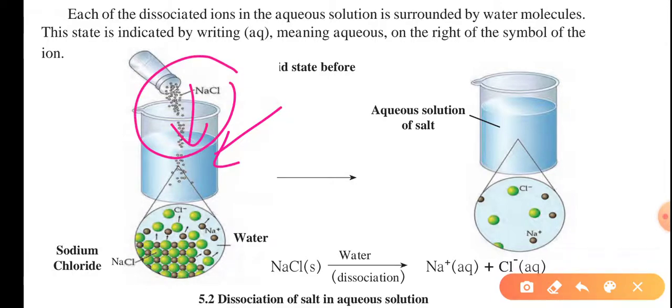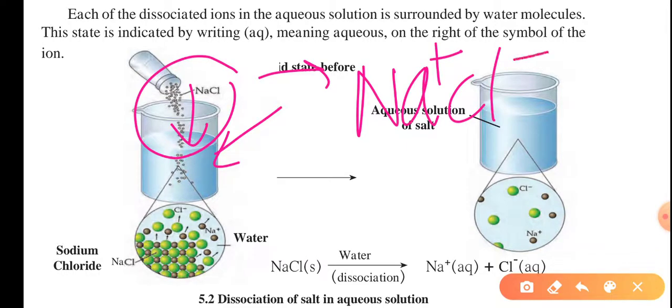So in NaCl, if we closely observe, it is Na+ and Cl-. These Na+ and Cl- are attached due to ionic bonds, and due to this ionic bond, they are attached to each other. Na+ sits very closely to Cl-.